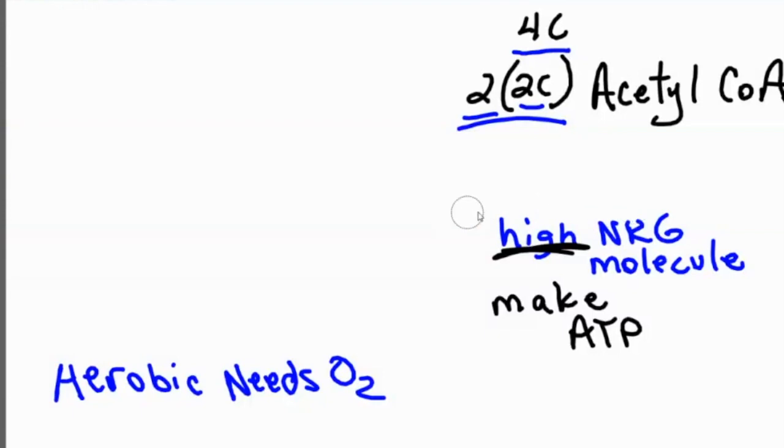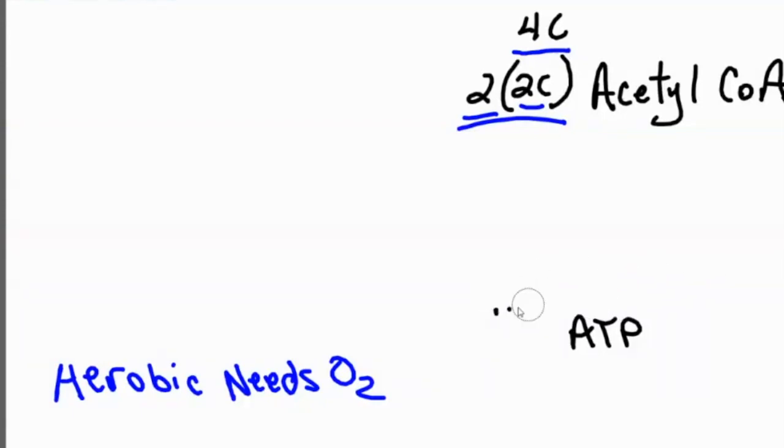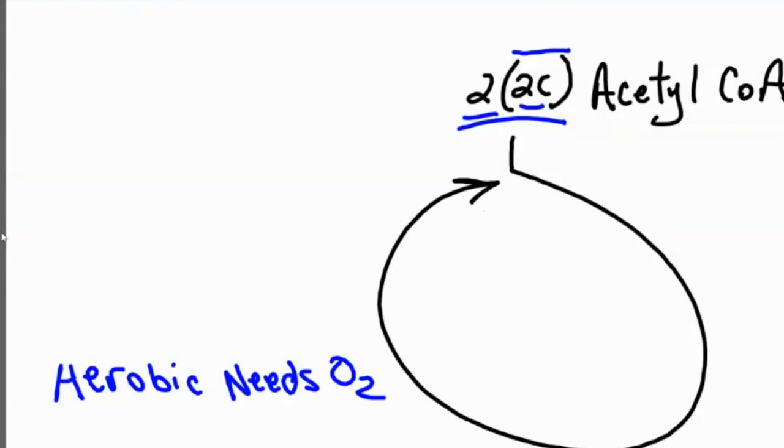Okay, so why did I do it this way this time? Well, this is what is left of our sugar right here. We had 2 molecules that were each 2 carbons. What do we call it? Acetyl-CoA. Here's what is going to happen next. We're going to go into the mitochondria. Okay? We're going to go into the mitochondria with this molecule.